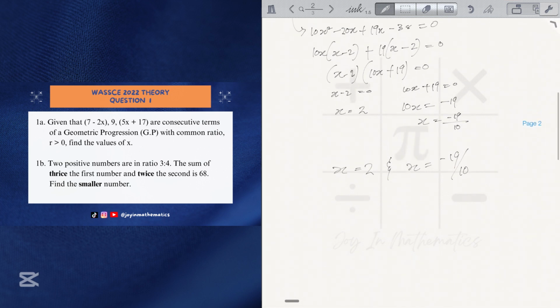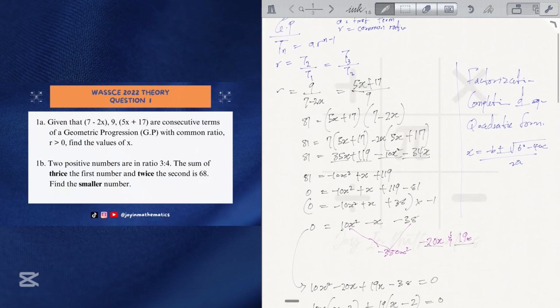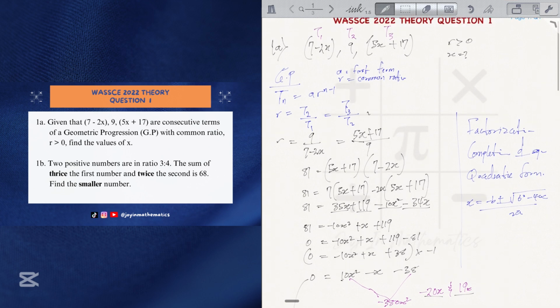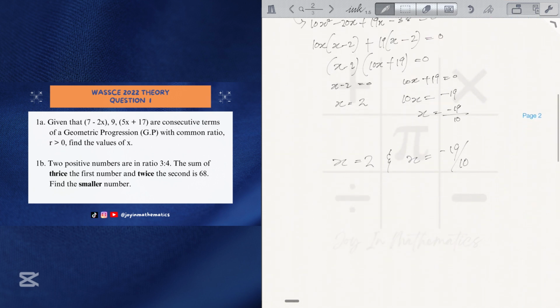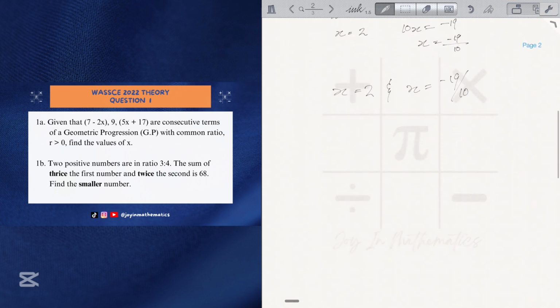Alright, so this is very interesting. We simply applied the common ratio formula to solve the value of x. So let's proceed further to part B. Without further ado, B. The question says two positive numbers are in the ratio of 3 and 4. So let's call the first number x, and let's call the second number y. So the ratio of x and y is 3 ratio 4.